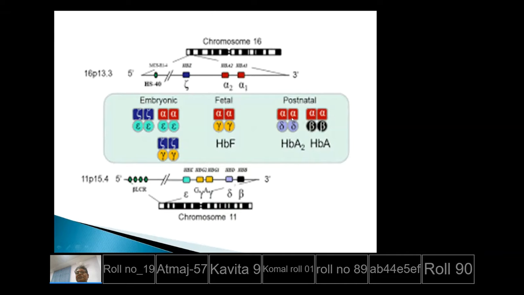HbA2 contains 2 alpha chains and 2 delta chains. And HbA contains 2 alpha and 2 beta chains. And this is chromosome 11 and the location of the beta gene on chromosome 11. And this is the delta gene, gamma gene, etc. This is the 5' end, this is the 3' end. This is known as the promoter region. 5' is known as the promoter.